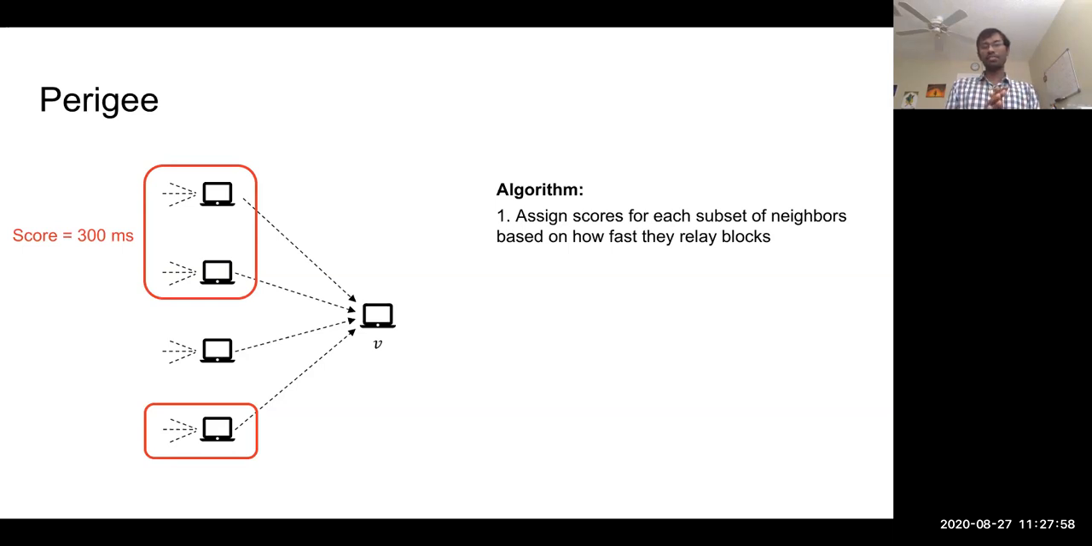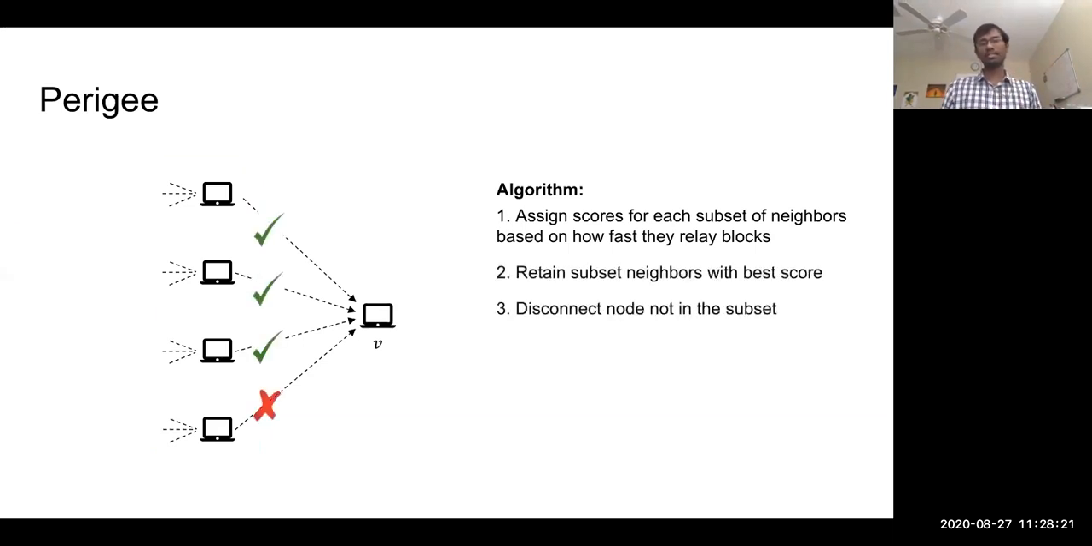Now, in general, if you have a degree bound, the size of the subset, we would choose it to be something like 70 or 80% of your degree bound. For example, if your degree bound is 10, then for each subset of 7 or 8 neighbors, we would be assigning a score.